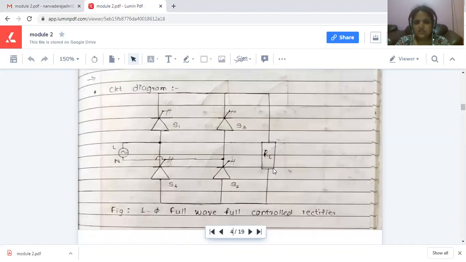Here also a resistive load is taken. This is the single phase supply. L is the live point and N is the neutral point.